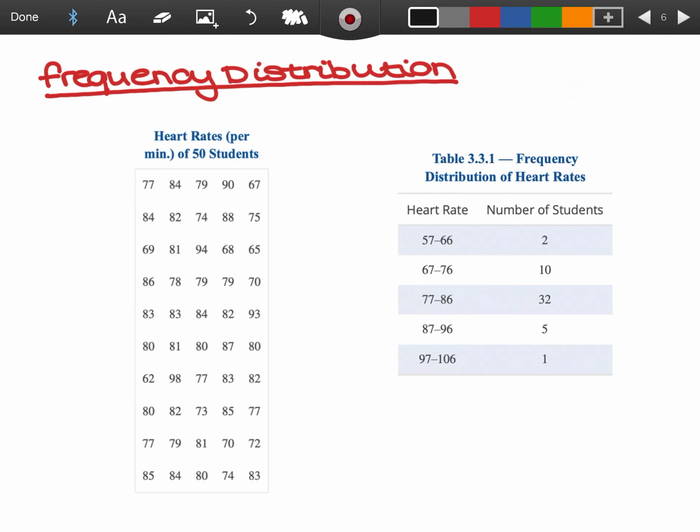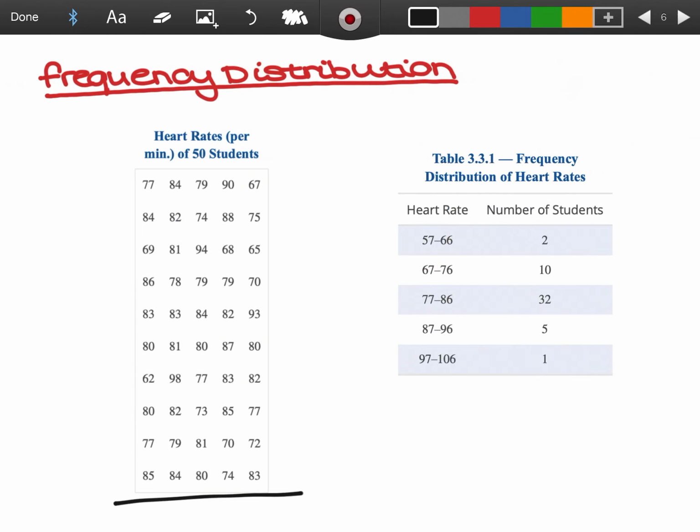Okay, so if we look here, I've got a frequency distribution. A frequency distribution is just a table. I have a frequency distribution of heart rates. So I have started out with 50 students, and I have their heart rates per minute for these 50 students. Now, when you look at all of this data here, it's very difficult to comprehend what is actually going on.